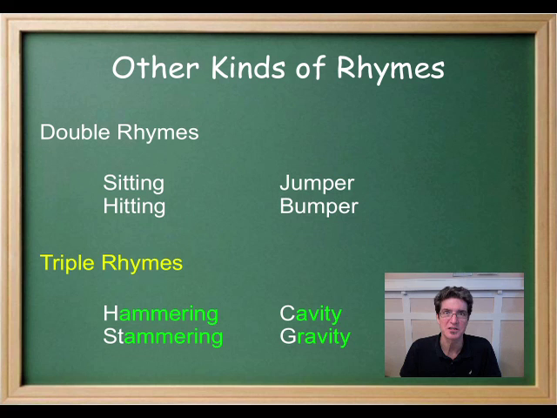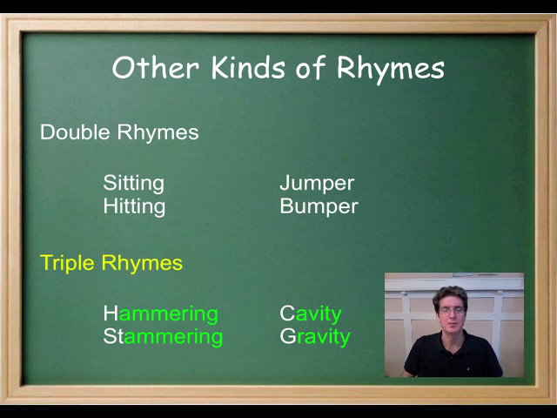It's much, much easier to rhyme with single rhymes because there aren't as many double rhymes in English as there are single rhymes, and there are hardly any triple rhymes in English compared to the number of double rhymes and single rhymes. So if you stick with words like fly and sky, cat and hat, you're going to find a lot more rhymes and it's going to be much easier to write your poems.